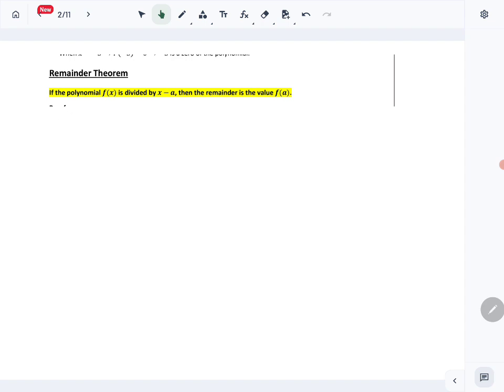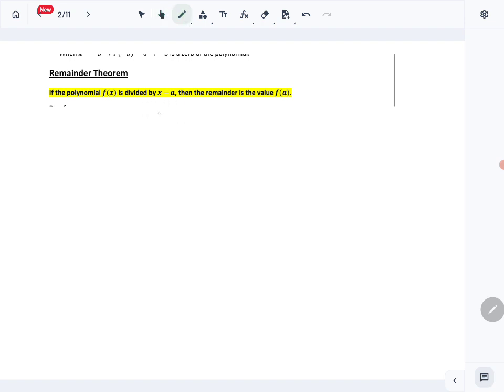Now let's look at one of the important theorems in algebra, the remainder theorem, right? So regarding polynomials, let's read the theorem. If the polynomial f(x) is divided by x minus a, then the remainder is the value f of a, right? So remember, the remainder theorem only works for this type of divisors. It doesn't work for any other type of divisors. So you have a polynomial and it is divided by x minus a.